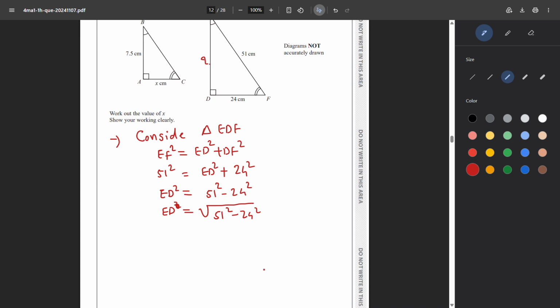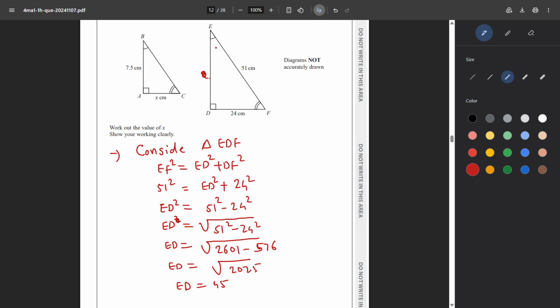If you simplify this, you will get ED is equal to the square root of 51 square, that is 2601, minus 24 square, that is 576. So ED is equal to the square root of 2025, and after taking the square root you will get ED is equal to 45. So the value of ED is 45.